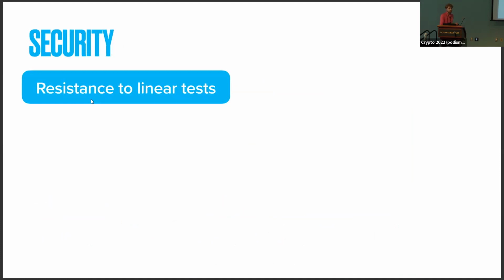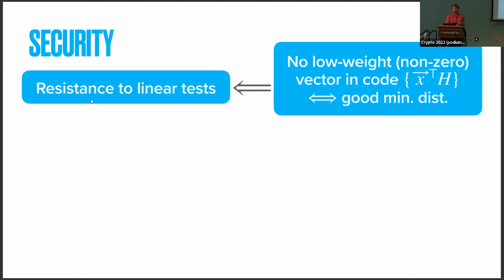And so how can we actually do this? Well, it turns out, if you think carefully about what the test does, all we really need to say is that there are no low weight non-zero vectors in what I'll call a code now, the set of all elements of the form X transpose H. So from a coding theoretic perspective, this is just a code, and we want to show that it has good minimum distance. This is a classic problem from a coding theory perspective, although for a new class of codes. And essentially that's exactly what we do.